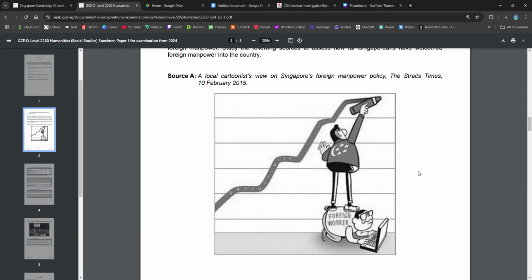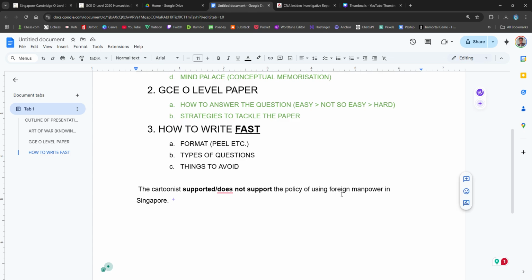right wing. That's okay. You have to understand a bit of politics. There's right and left wing. Right is more toward government orientated, and the left wing is more liberal. So that's the thing you need to understand, right and left. So this is more towards right. You do not want to be too right, because you're not taking care of the foreign worker. But answering the question, does the cartoonist support the policy of using foreign manpower? Of course, yes.